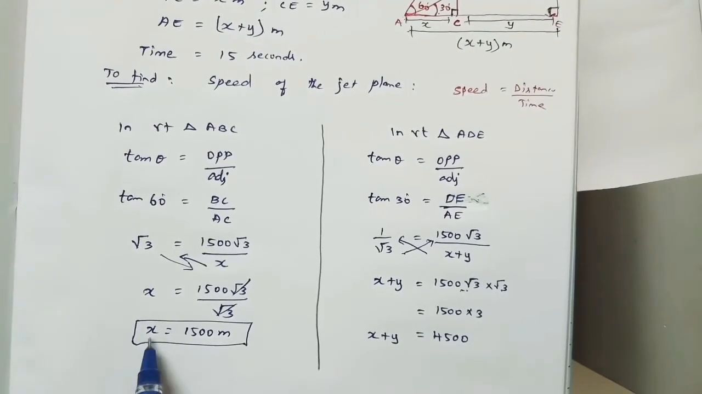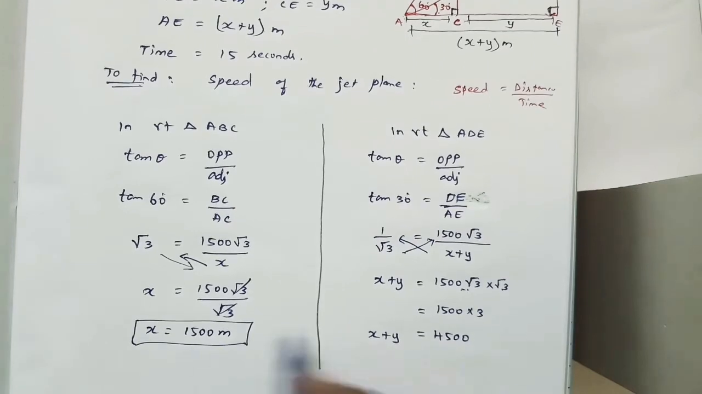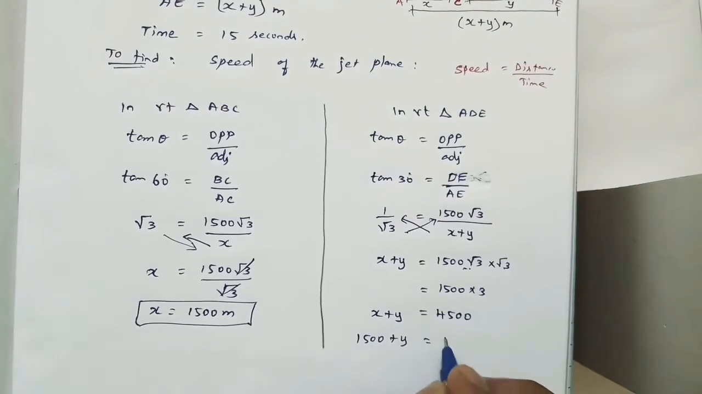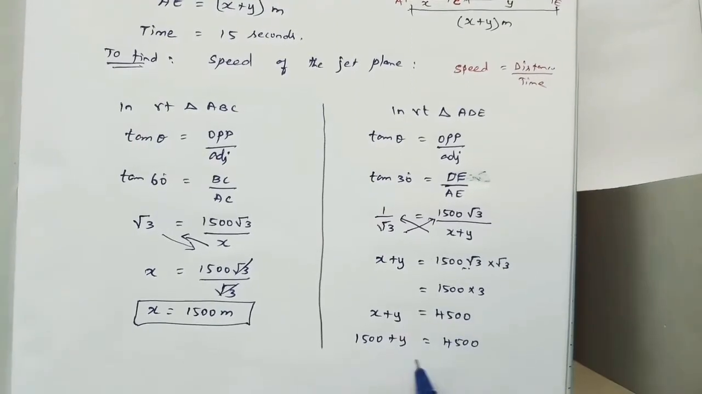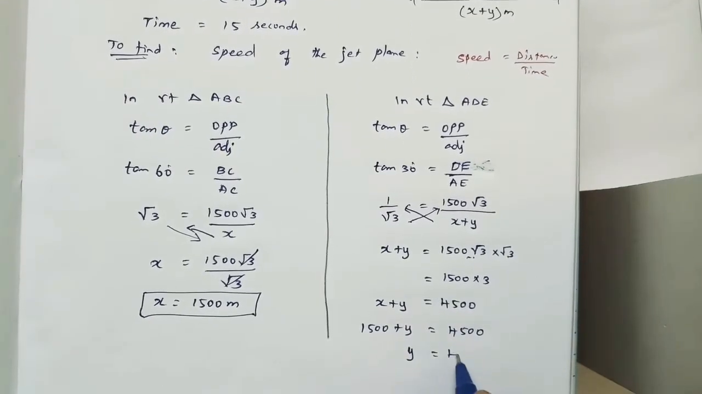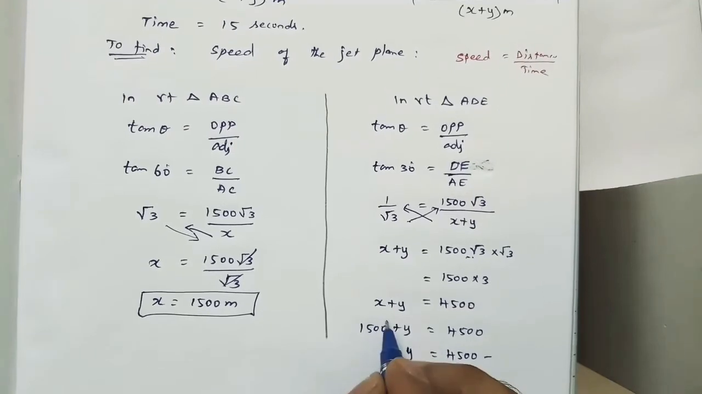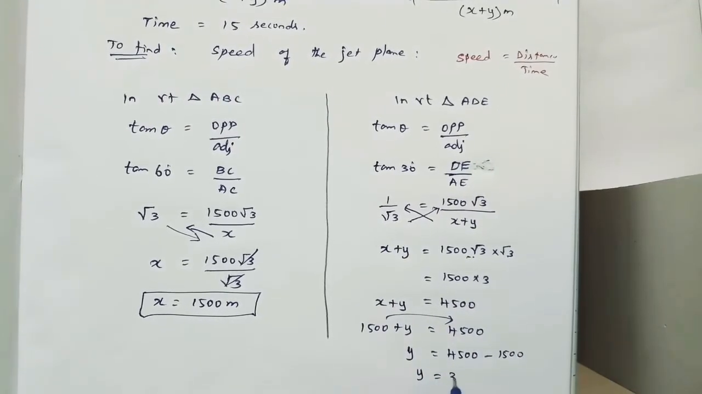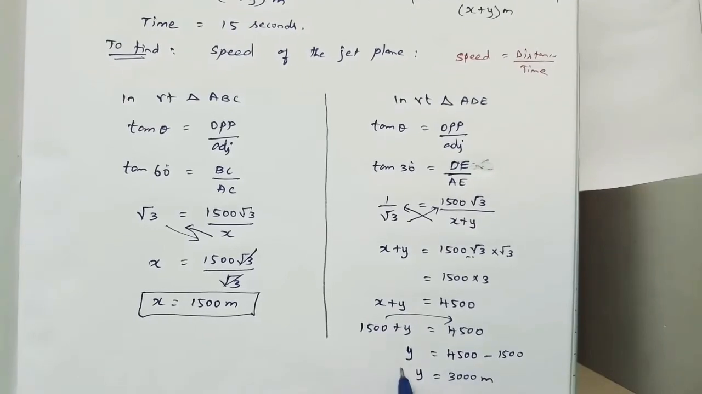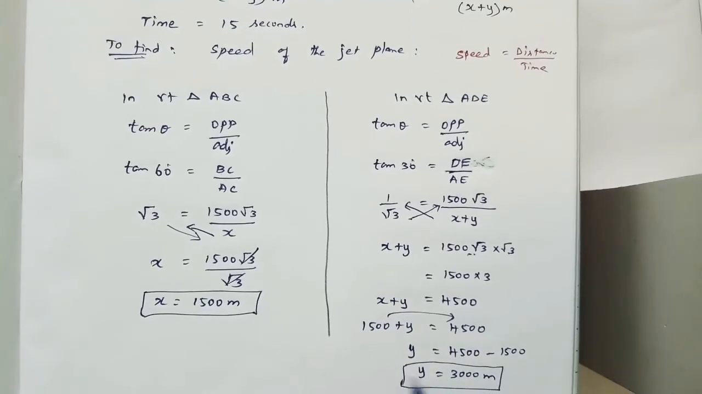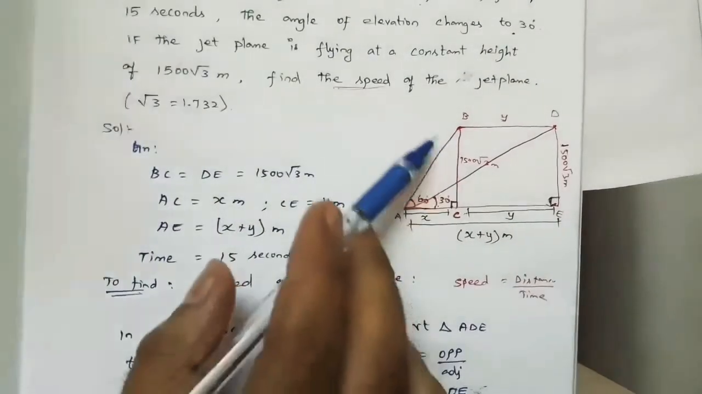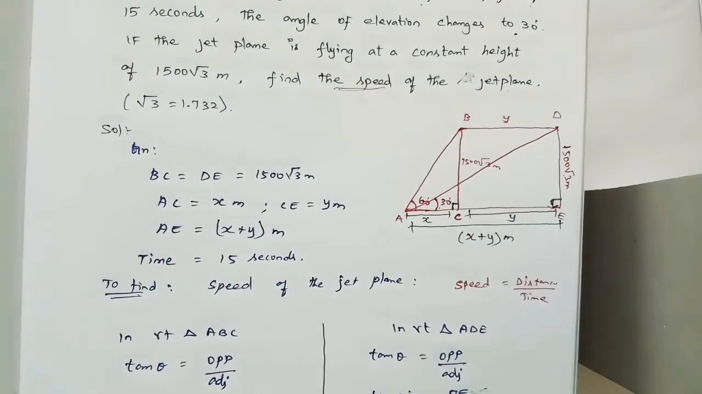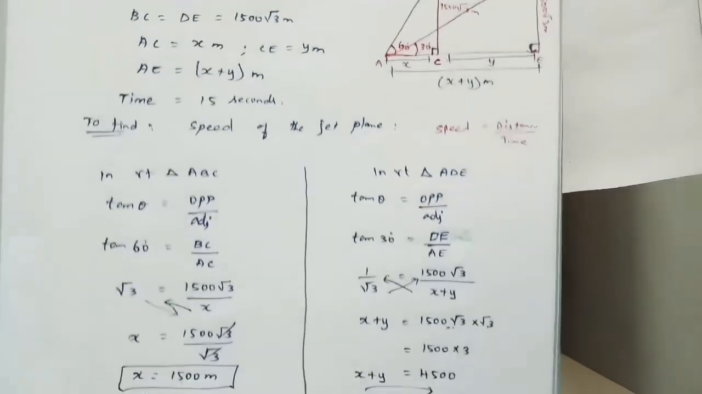Already we know the value of x. What is x? x is equal to 1500 meter. Substituting, 1500 plus y is equal to 4500, so y is equal to 4500 minus 1500. Subtracting, y is equal to 3000 meter. Therefore, the distance traveled between the point B to D is 3000 meter.